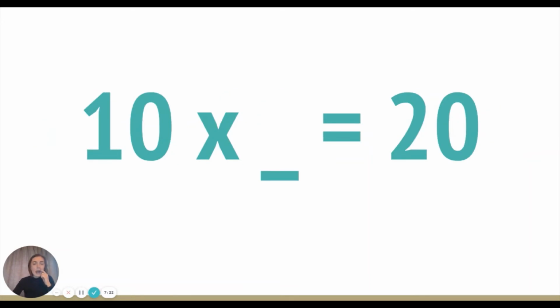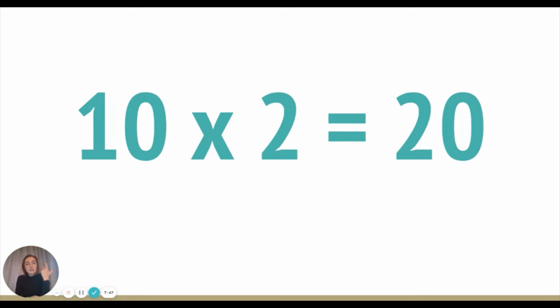How many lots of 10 would it take you to get to 20? So use your fingers and stop when you get to 20. Hopefully you got 10, 20. I had to count up 2 jumps. 10 times 2 is 20.